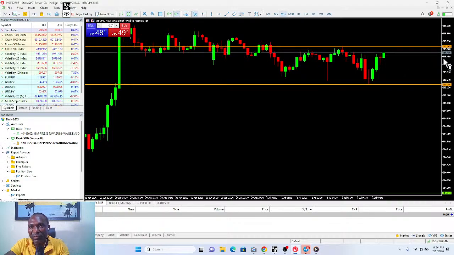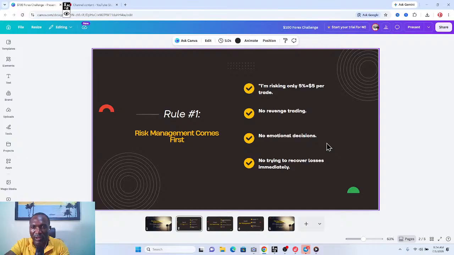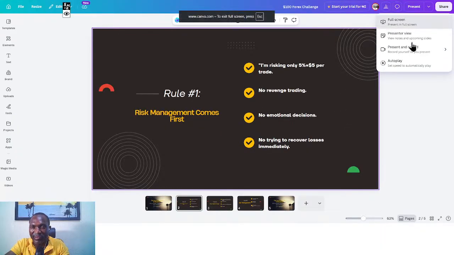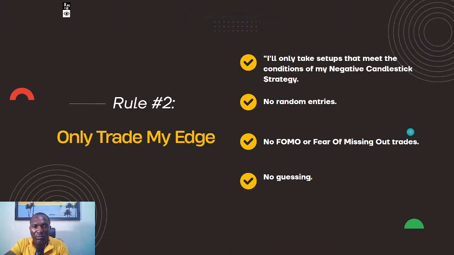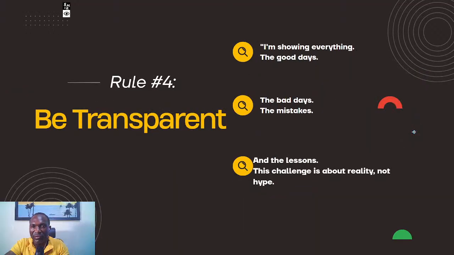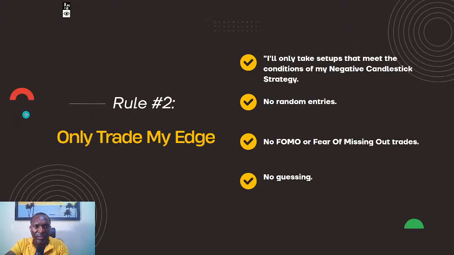Now, trading can have a losing streak. But the most important thing is what? Protect your capital. Let's go back to see our rules for the trade. So the challenge is about reality, not hype. Oh yes, the third rule.